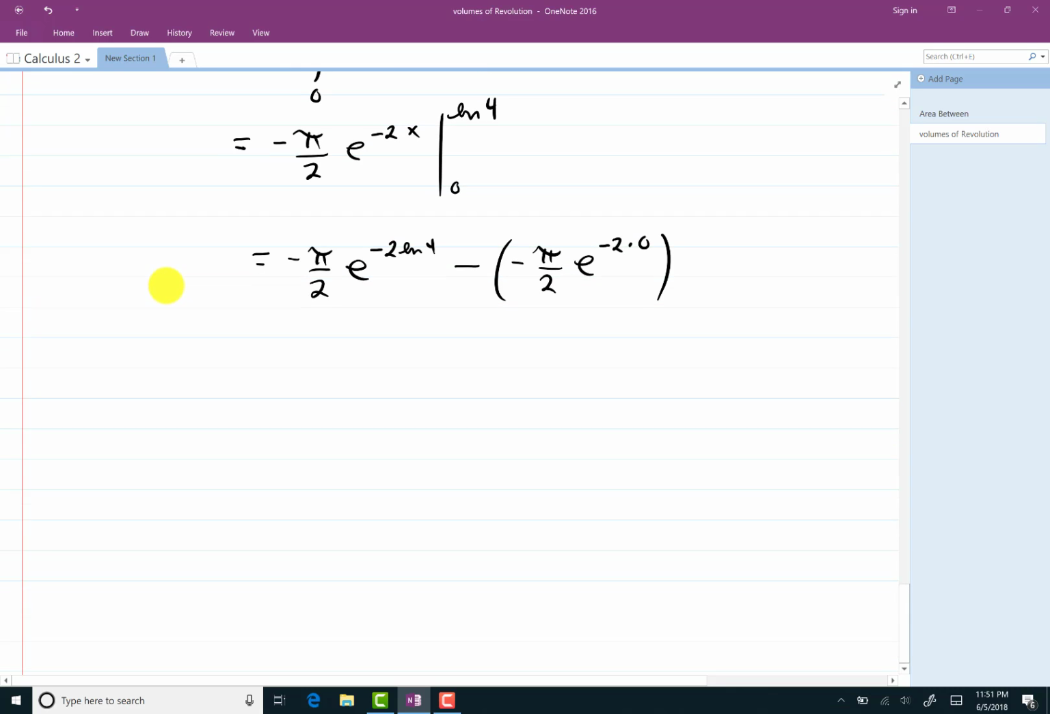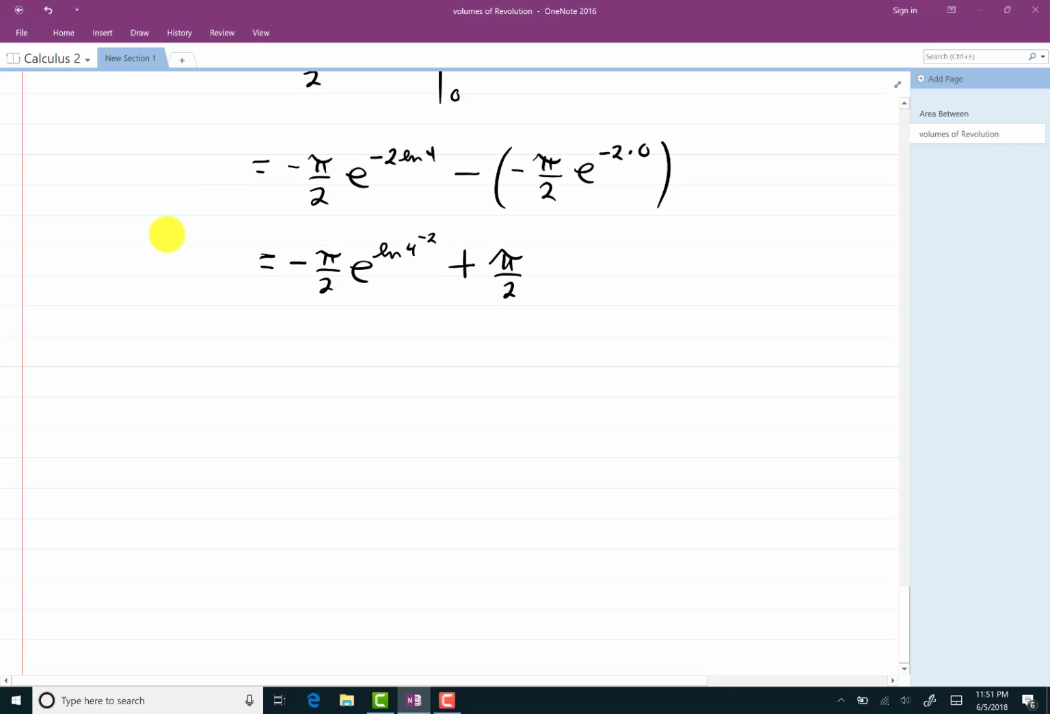I can do a lot of simplifying here. For this part right here, you might find it easier to rewrite this exponent as ln 4 to the negative 2. For the other part, it's pretty simple. It will become plus just pi over 2 because e to the 0 is 1.